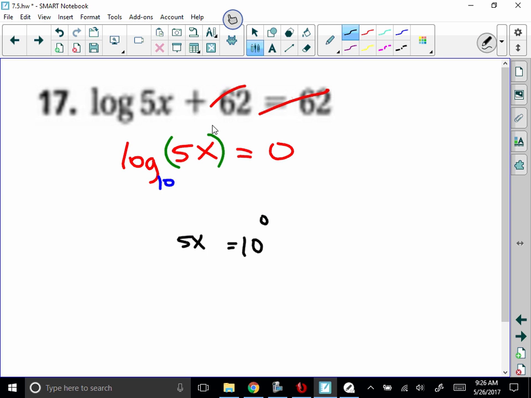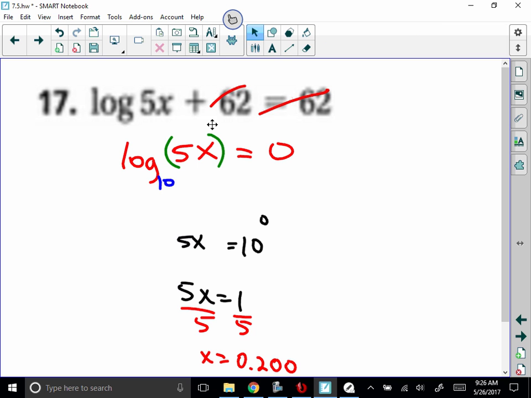And any non-zero number to the 0 power is 1. So we have 5x is 1. And then you divide by 5. Be careful. We get 1/5. Now, the book said round to the nearest thousandth. So there you go, 0.200 if you wanted to the nearest thousandth. But I like 1/5.